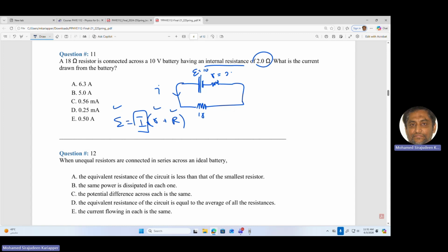Let me see what you are telling me. So you are telling delta V is equal to E minus Ir. Is that delta V the open circuit voltage, right? So is it given in the question? No. But you know, the voltage will be I multiplied by R. So you are getting the same.